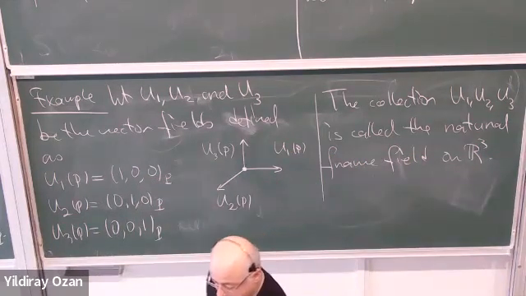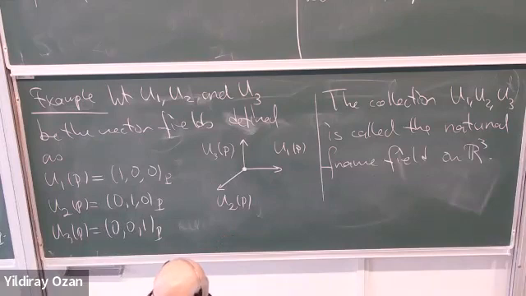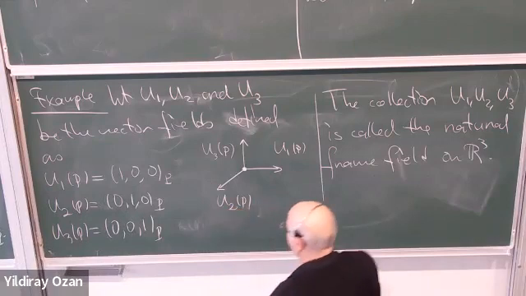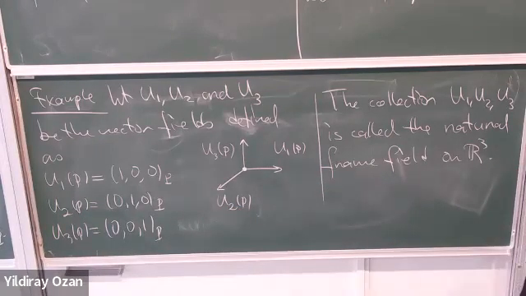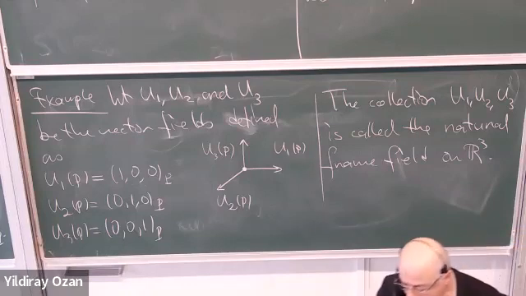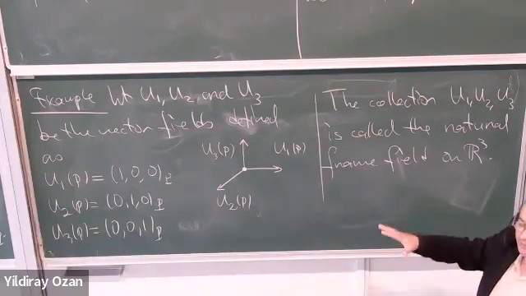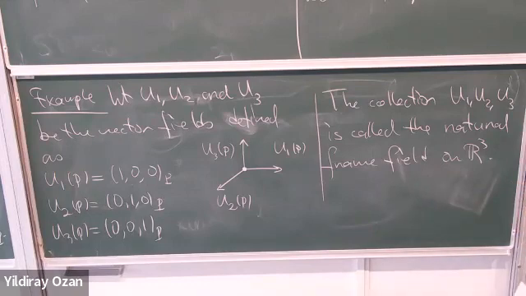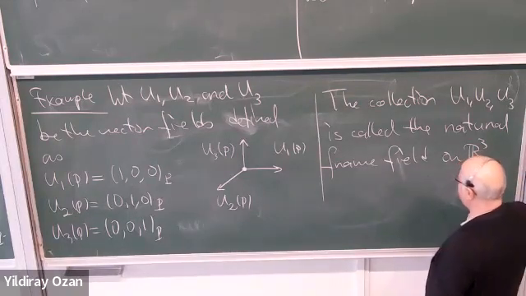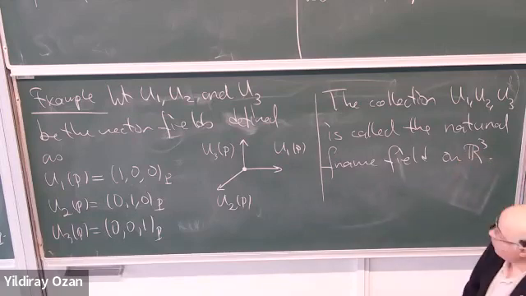It is not a vector field. It's a field of frames, okay? You may define a field of several different objects. A field of vectors is a vector field, and this is the so-called field of frames.